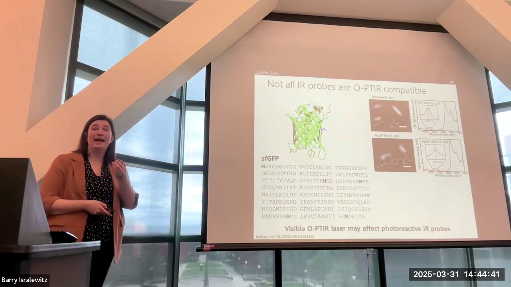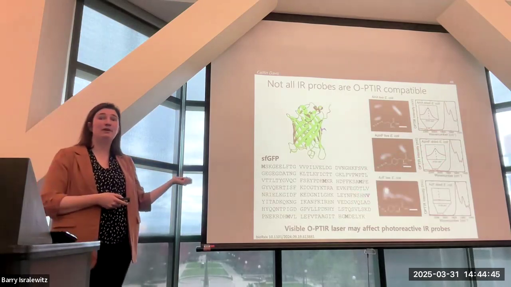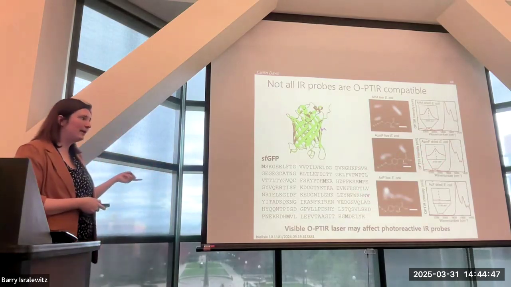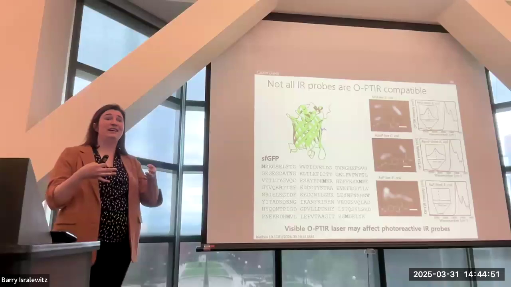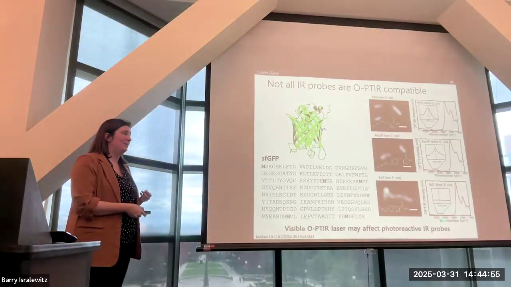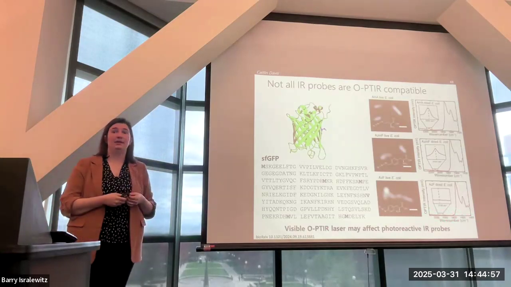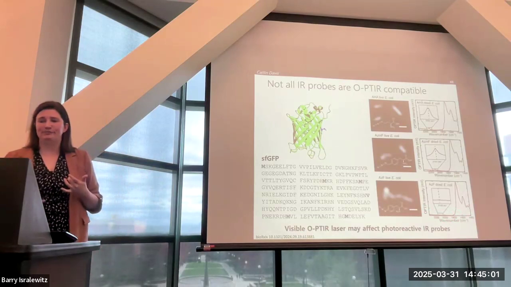But if we use a photoreactive probe, like azidophenylalanine, which is used for photocross-linking mass spectrometry, we know we can incorporate it because we see fluorescent protein. But when we try to use O-PTIR to image this, we react it and we're not detecting anything in the cell silent region. So this was an important lesson for us in using this kind of instrumentation.